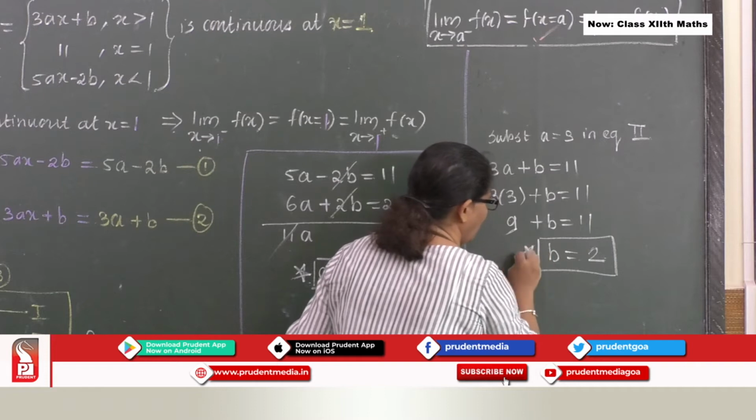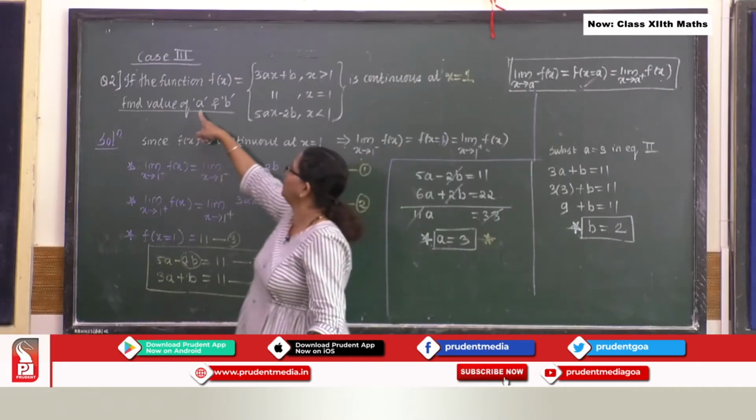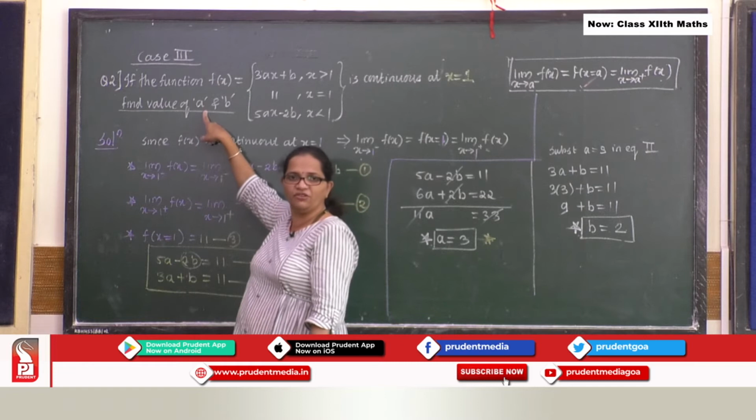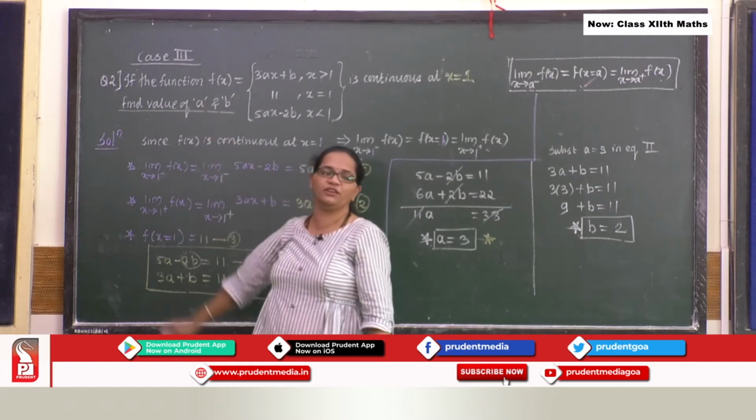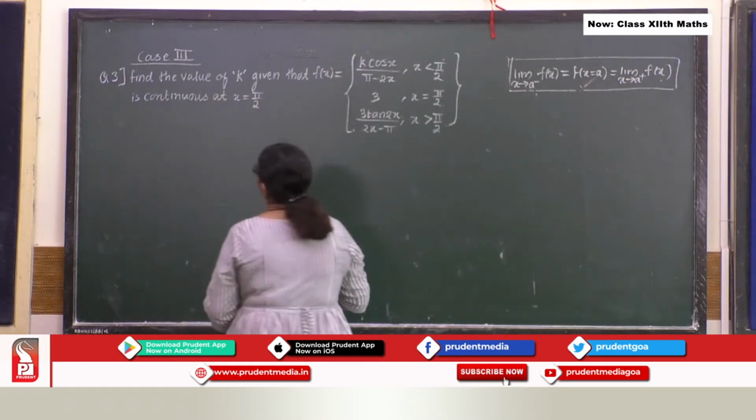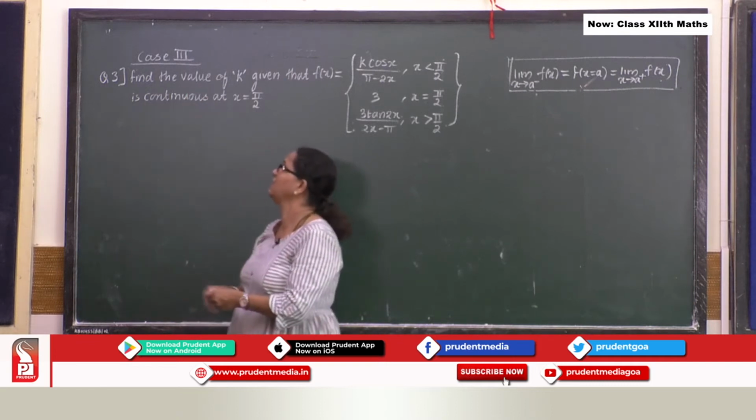And what is the value of b? That's 2. Here we are done with it. We got the value of a and we also got the value of b. Let's go to the third problem of case 3.